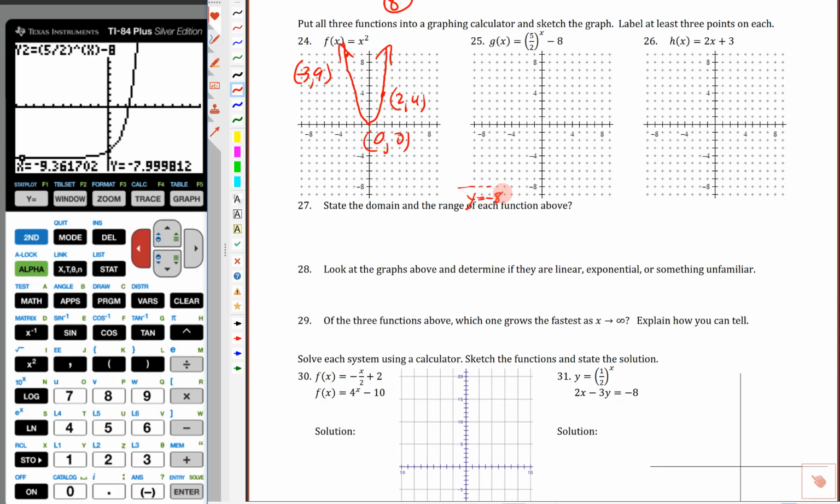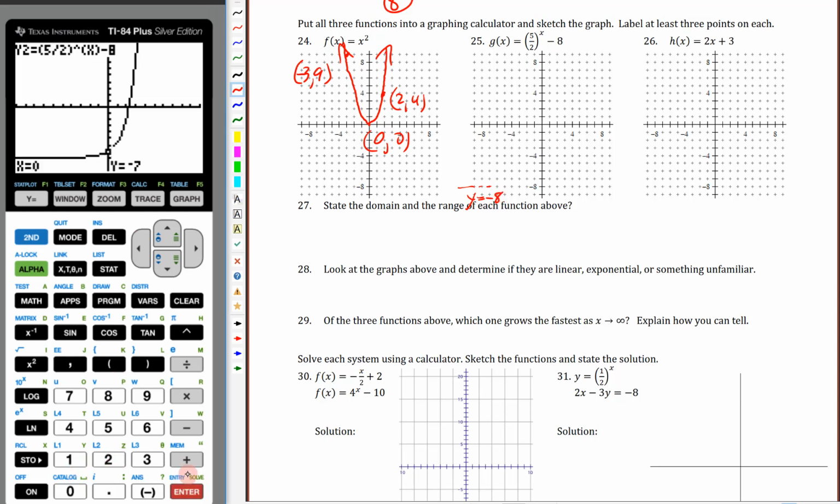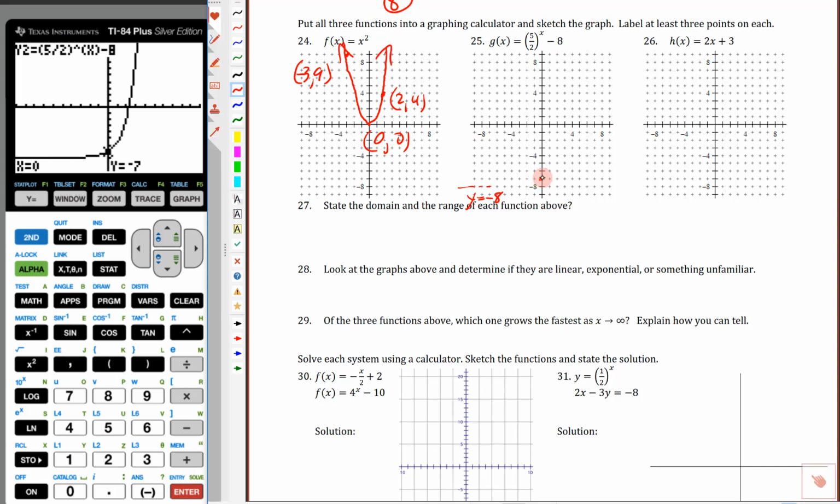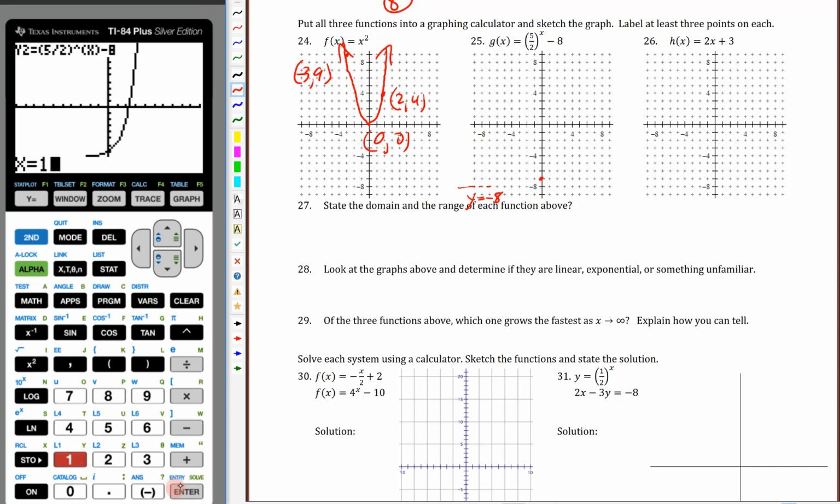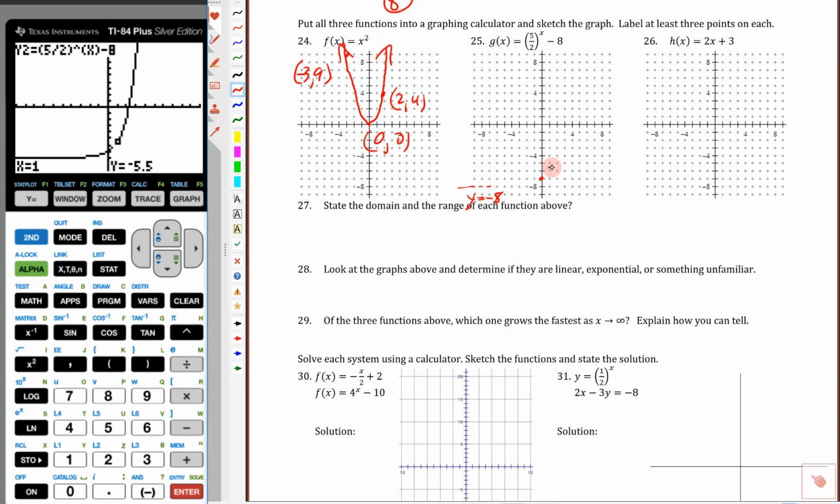And then let's plug in a 0. We're already on trace, so I'm going to hit 0. Okay, so that's negative 7. And then let's go to 1. Okay, that's negative 5.5. So negative 5.5 would be about right there. All right, and let's label these right now. So this is 0, negative 7. And then this is 1, negative 5.5. And let's see if we can find where that crosses.